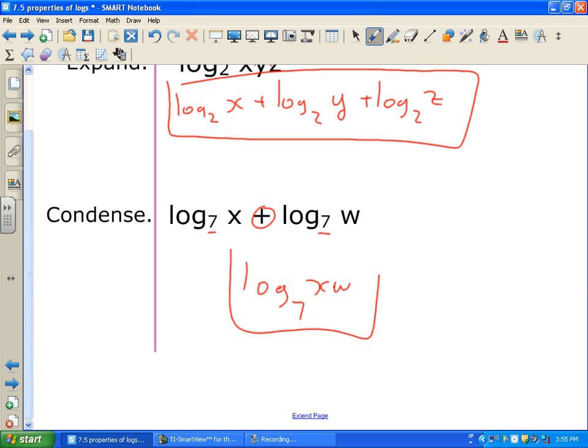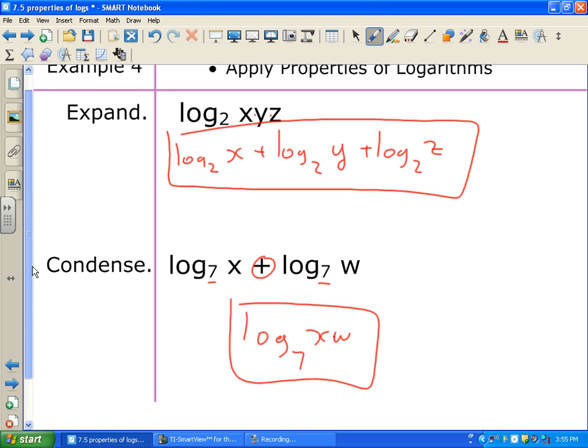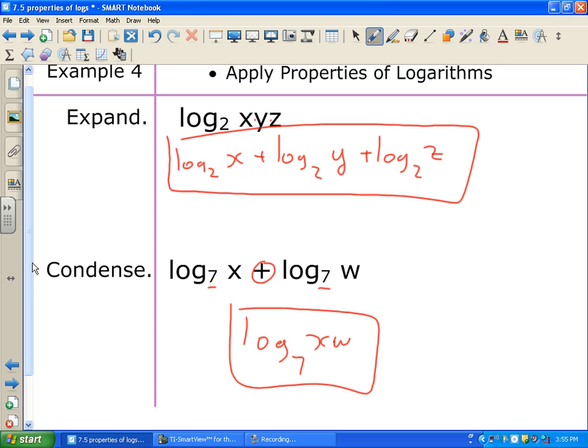Log base 7 of x times w is the exact same thing as log base 7 of x plus log base 7 of w. Multiplication means addition in these problems.